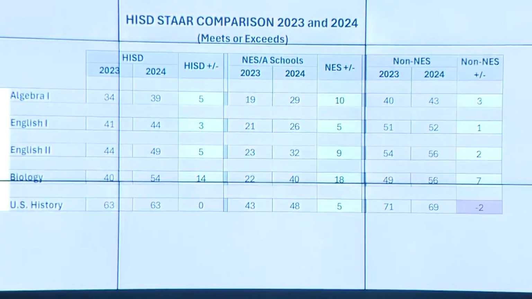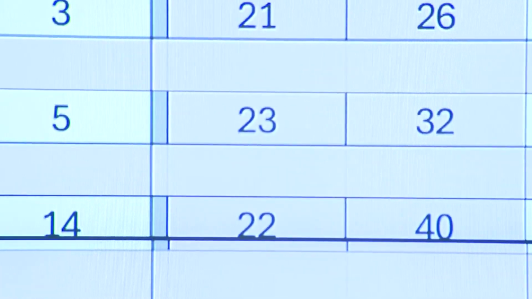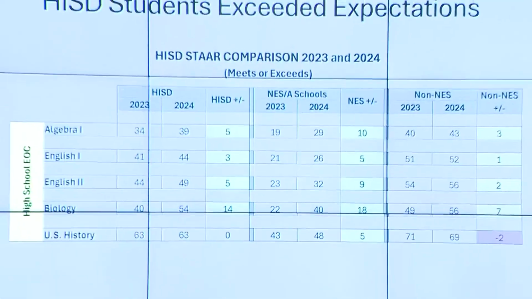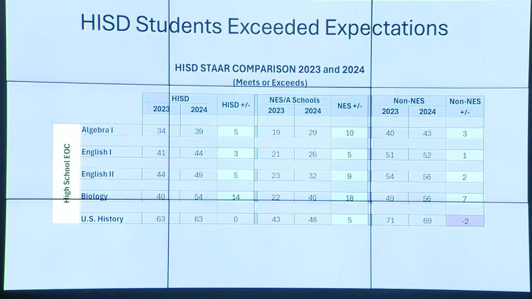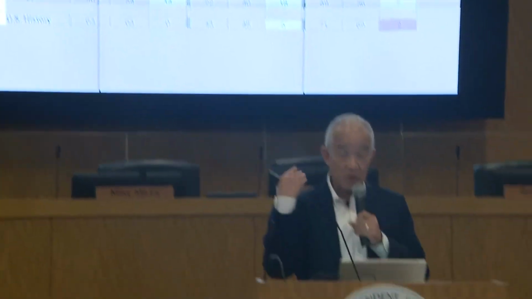So you can see what we did last year. This is meets or exceeds. So this is the percent of students who are proficient or higher. So you can see we're still low on our proficiency. We're at 39 percentage points of the students proficient in Algebra 1, right? That's what that chart says. But we grew from last year to this year 5 percentage points.